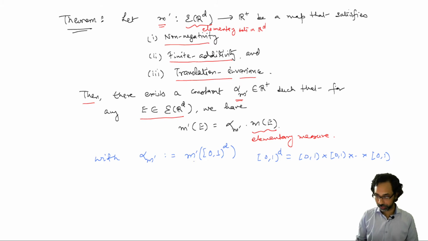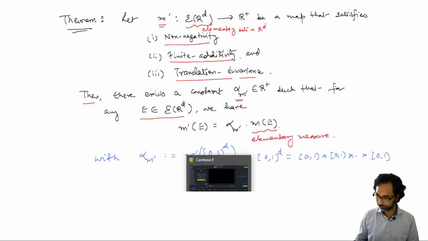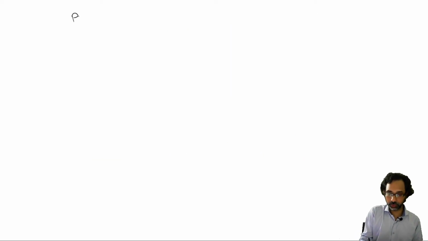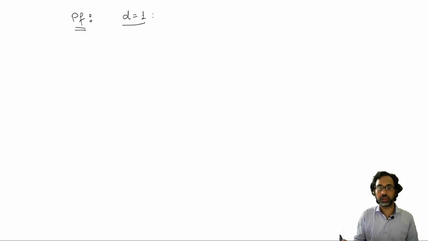So our alpha M prime is simply whichever number you have assigned via M prime to this hypercube 0,1 to the D. So let's see the proof. I will only prove it for D equal to 1 again, so for subsets of the real line, and I'll leave the general proof for arbitrary dimensions as an exercise. So let's do this for D equal to 1.